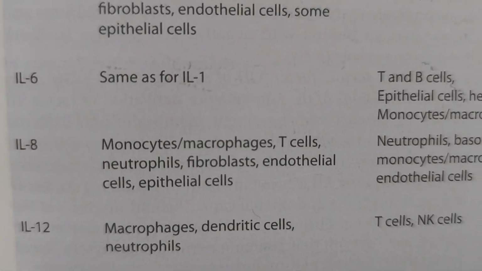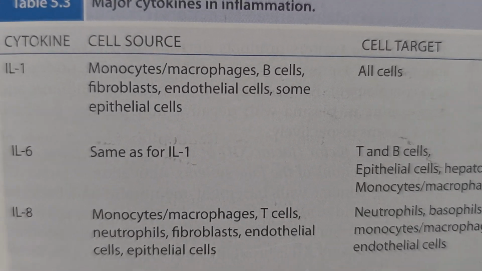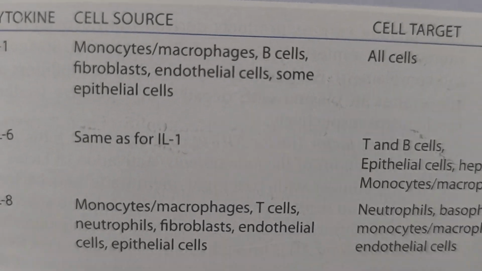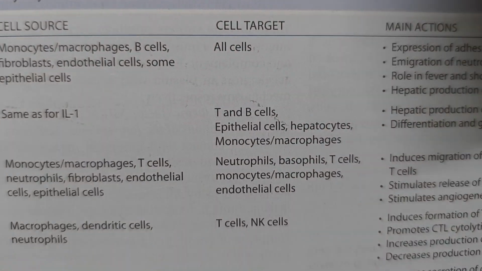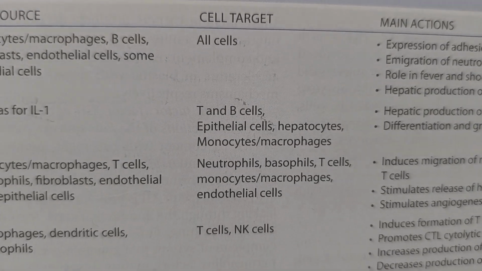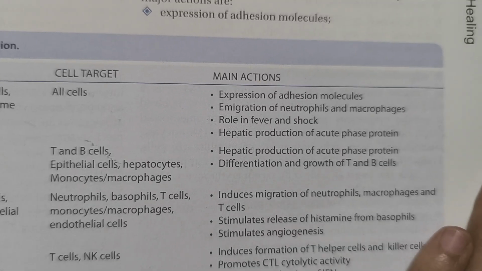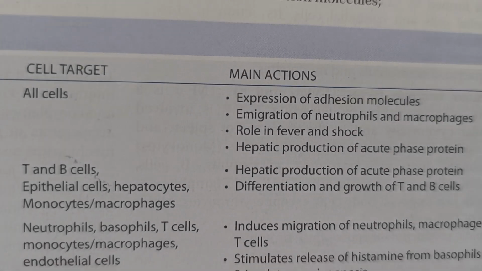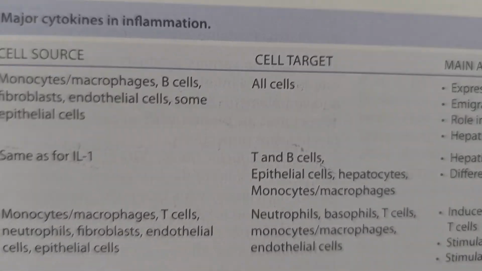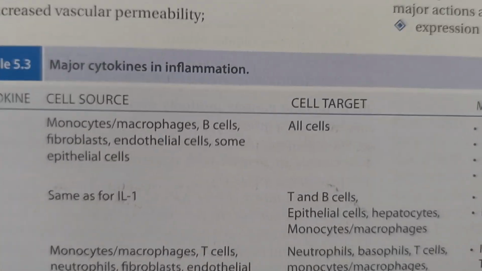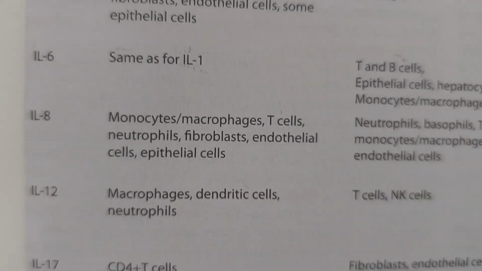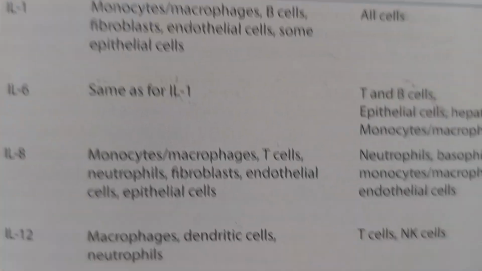Now let's see interleukin 6. The source is the same as that of interleukin 1, which are monocytes or macrophages, B cells, fibroblasts, endothelial cells and some epithelial cells. Target cells are B and T cells, epithelial cells, hepatocytes, monocytes or macrophages. The main action is hepatic production of acute phase proteins and differentiation and growth of B and T cells. So in IL-6, the target cells are those which produce the same, so it can be called autocrine.